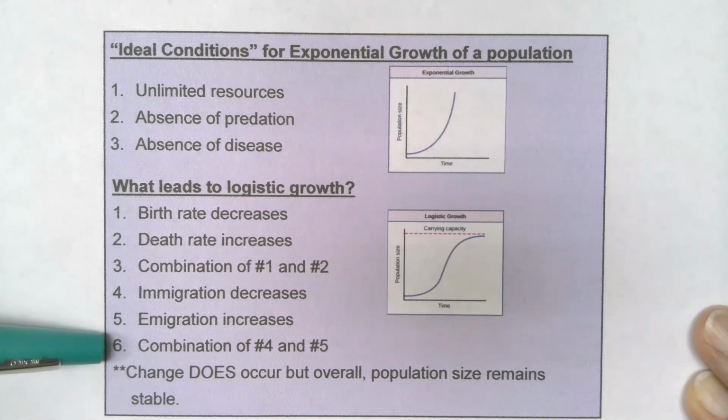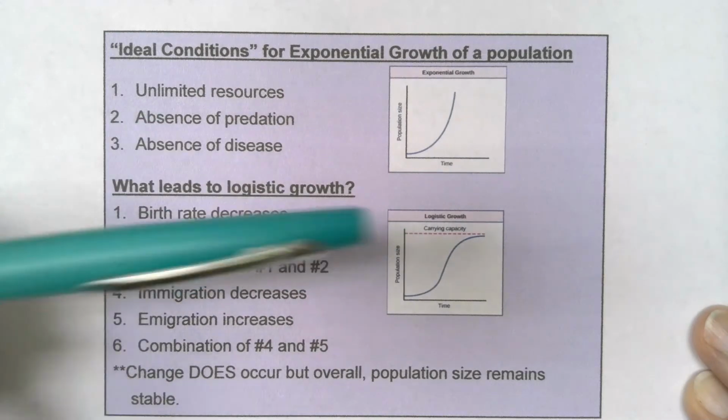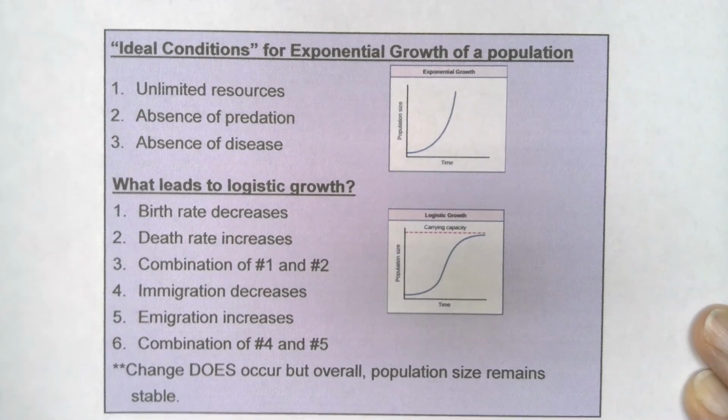And so notice this last point, it just says change does occur, but overall populations tend to remain fairly stable, and they tend to hover around what's known as carrying capacity. Okay, so let's go on to that.